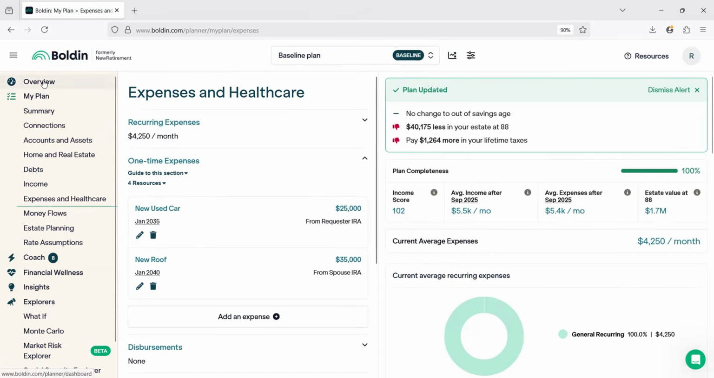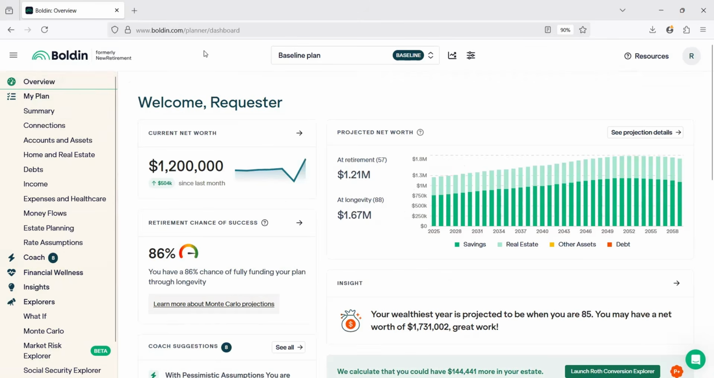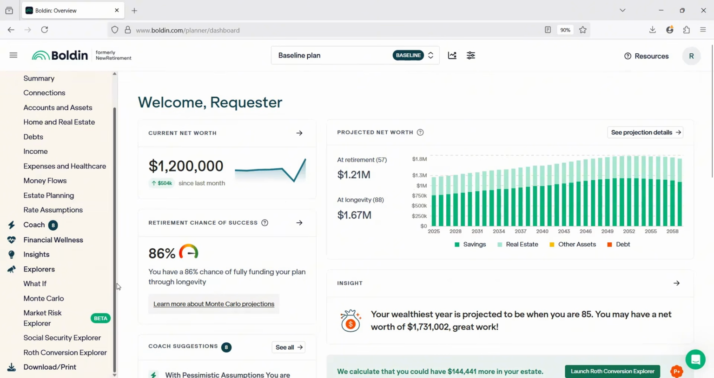Okay. Let's take a look and see. Just adding a couple of one-time expenses that are frankly reasonable expenses. Let's see what it does to your overview. Okay, it's dropped you down from 88 to 86. So let's see if we did any Roth conversions at all, if that would be helpful.